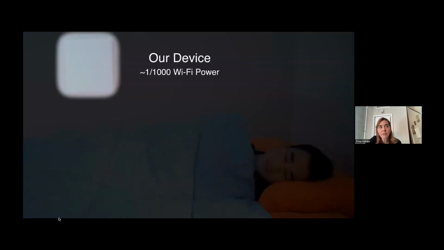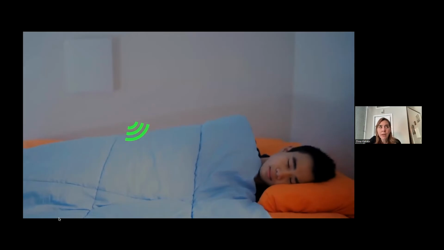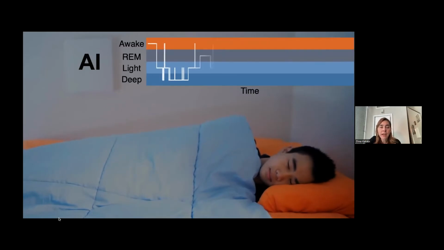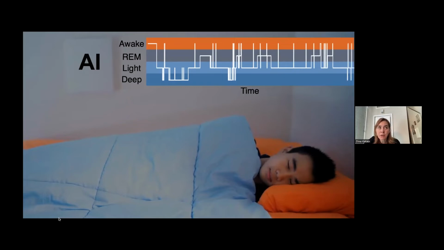This is our device. It transmits a very low power wireless signal, analyzes the reflection of the signal using AI, and spits out the sleep stages throughout the night. Now, this graph that you are seeing here is something called a hypnogram. For each 30 seconds of sleep, it tells you which sleep stage the person is in, like REM, light sleep, deep sleep. Imagine, for every 30 seconds.